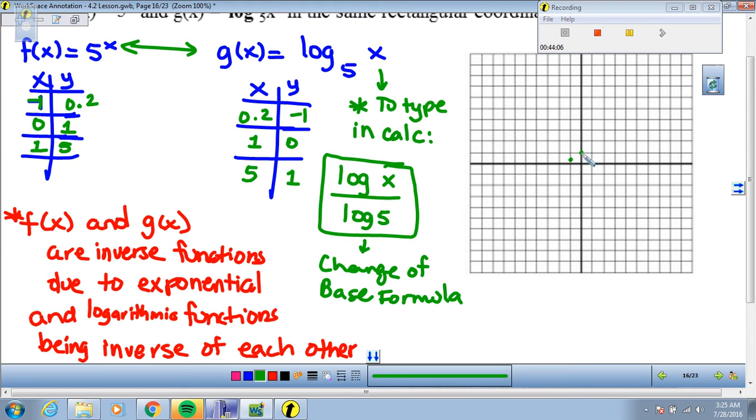negative 1, 0.2, 0, 1, 1, 5, and 1, 2, 3, 4, 5. This one, remember that it has a horizontal asymptote right here at y equals 0, right?